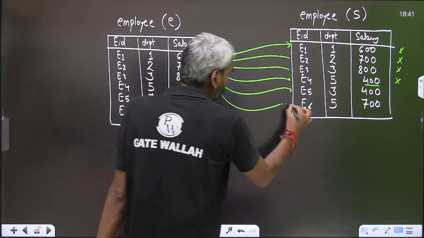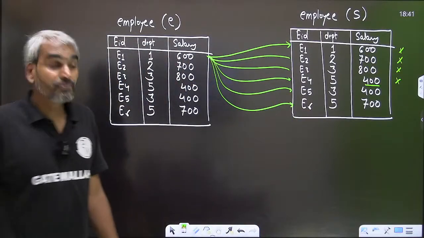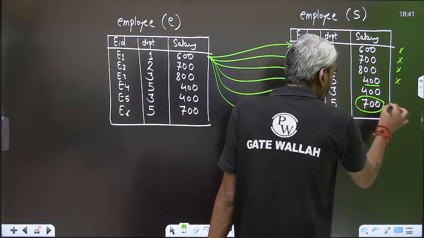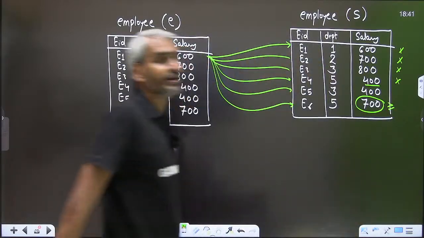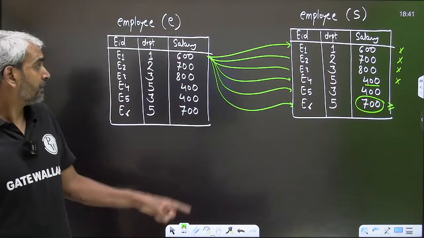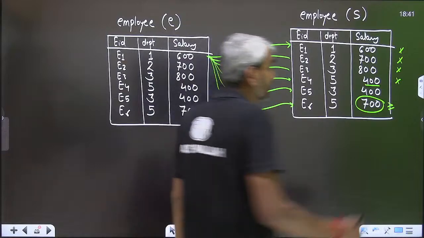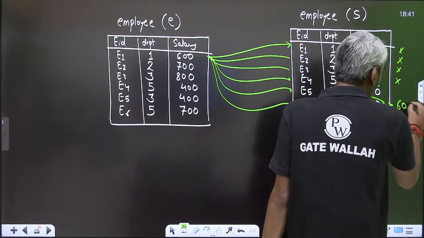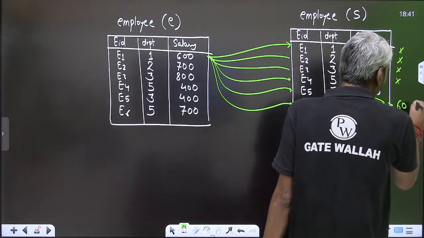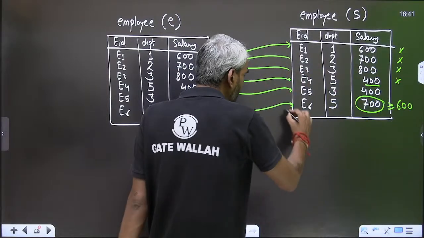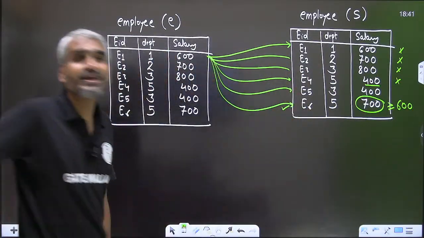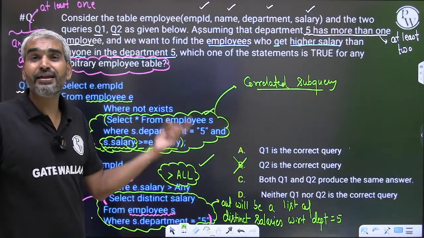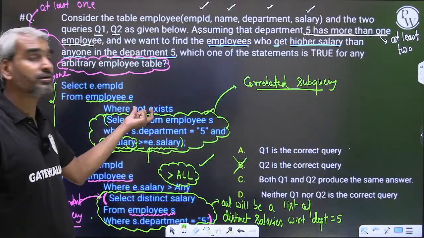So here, the department is 5. So this time, the salary of the employee of department 5 is greater than the salary of the employee from the outer relation. Therefore, this will get selected. Now, if something gets selected by this inner query, then exists will return true, but not exists will return false.